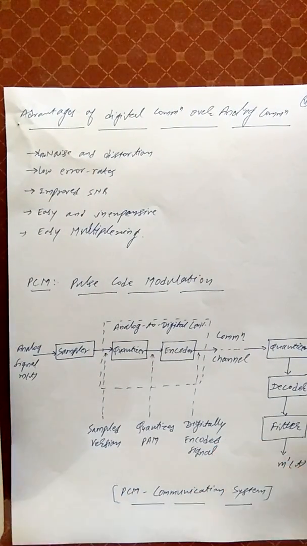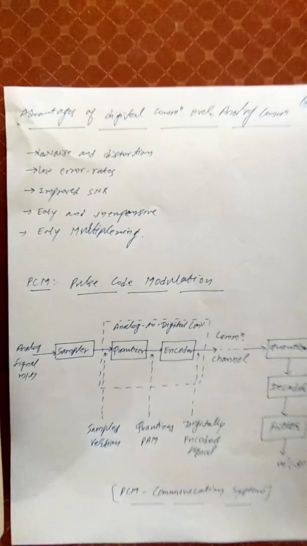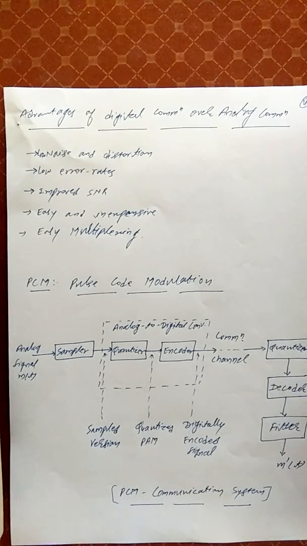Next we will discuss the advantages of digital communication over analog communication. Digital communication is more efficient and rugged than analog communication because it can withstand channel noise and distortion much better, as long as the noise and distortion are within limits. The second point is low error rates: digital signals may be coded to yield extremely low error rates. Digital hardware implementation is also more flexible.